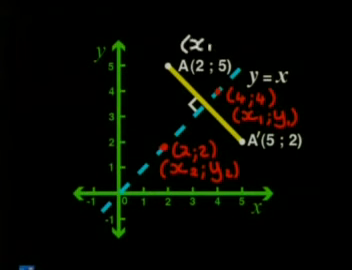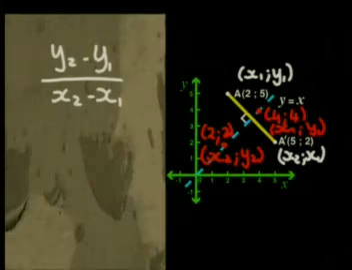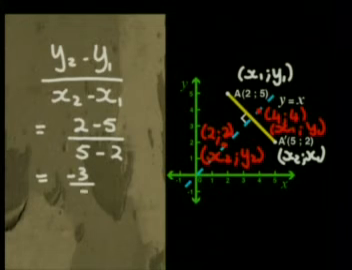To find the gradient of the line AA', we can use the coordinates of A and A'. That is (2, 5) and (5, 2). So that's 2 minus 5 over 5 minus 2. That's negative 3 over 3, and the gradient comes to negative 1.